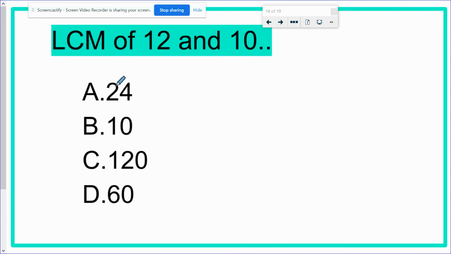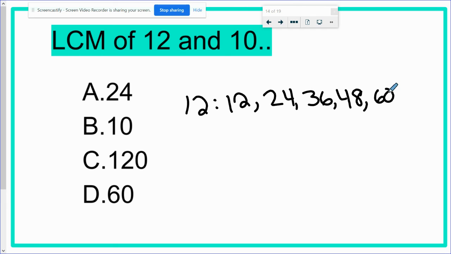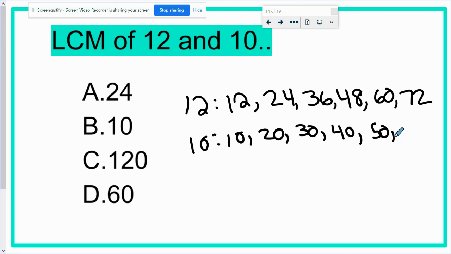All right, next question. LCM of 12 and 10. Do out your work and choose your answer now. All right, let's talk about it. So if I did my multiples of 12, 12 times 1 is 12, times 2 is 24, times 3 is 36, times 4 is 48, times 5 is 60, times 6 is 72 if I kept going. Multiples of 10: 10, 20, 30, 40, 50, and I see 60.